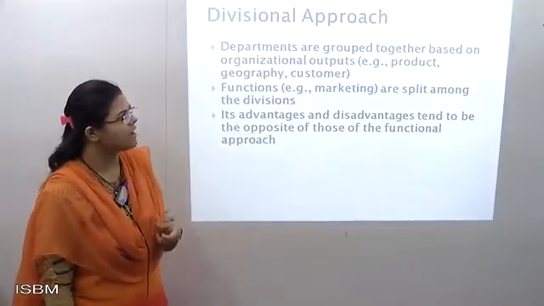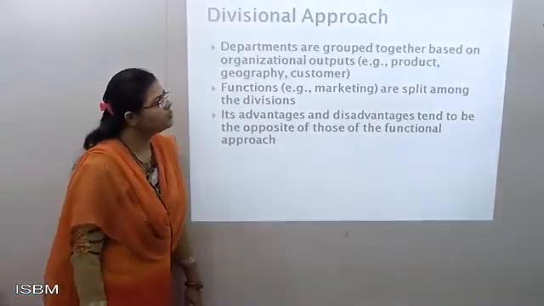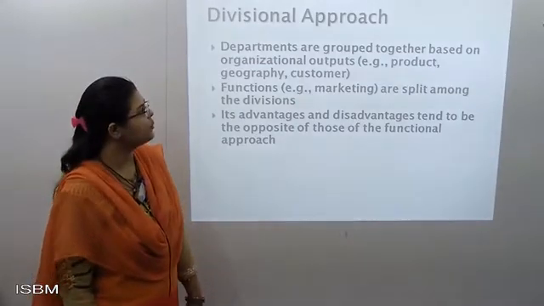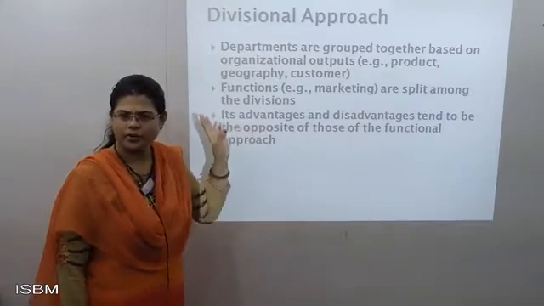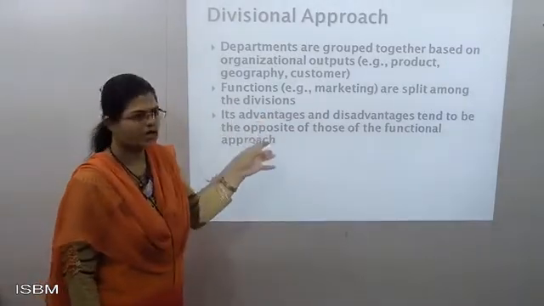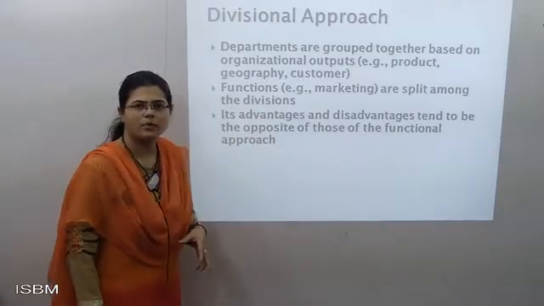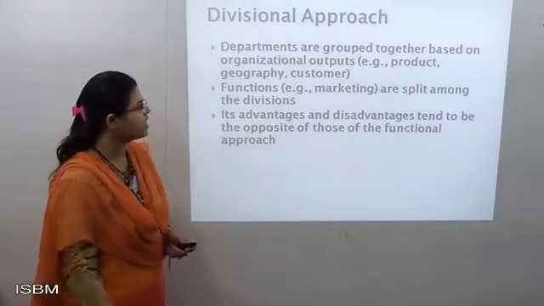Next, divisional wise, or as I say, departmental wise. When you're moving about it, departments are grouped together based on organizing output. That is three-way: product, geographic, and customer. What we have already seen in the chart currently. So usually departments are grouped relating to these three types, and according to these three types only, my divisional way, my group way, the work is allocated.